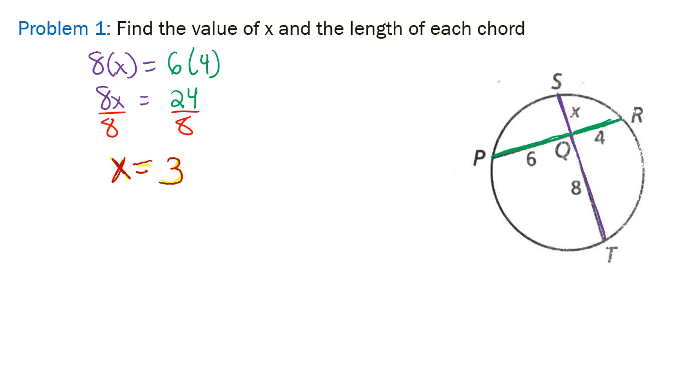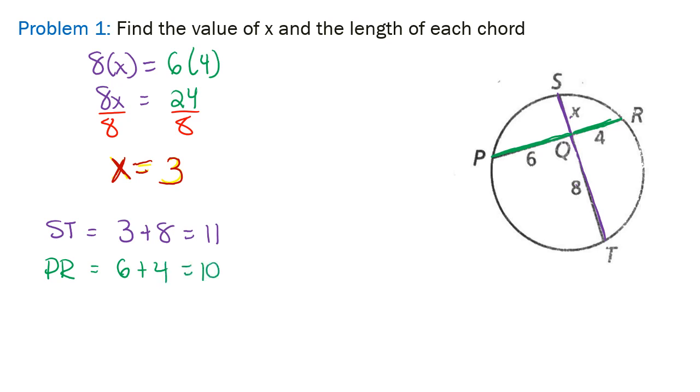X equals 3. So now that we know what x is, to find the length of the chords, once again, the chords are going to be ST and PR. So ST is x plus 8, and we know x is 3, so plus 8 is 11. And PR is 6 plus 4, which is 10.